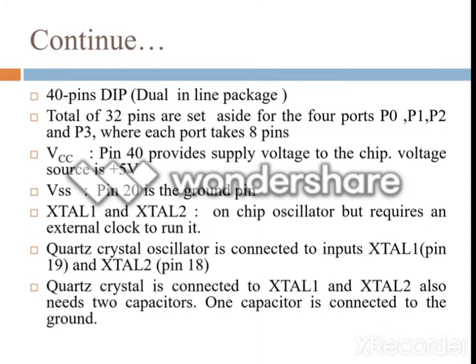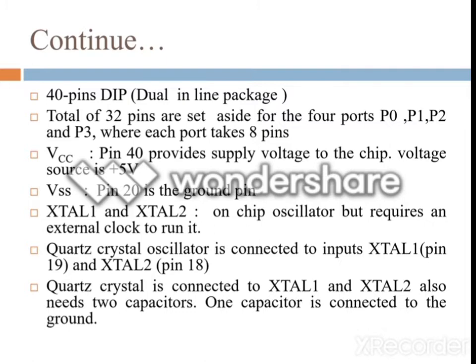Then in detail, the 40 pin DIP, DIP means dual in line package. And a total of 32 pins are set aside for 4 ports like P0, P1, P2 and P3, where each port takes 8 pins. Then VCC is pin number 40, which provides the voltage source of plus 5 volts. Then pin number 20 is used for VSS.